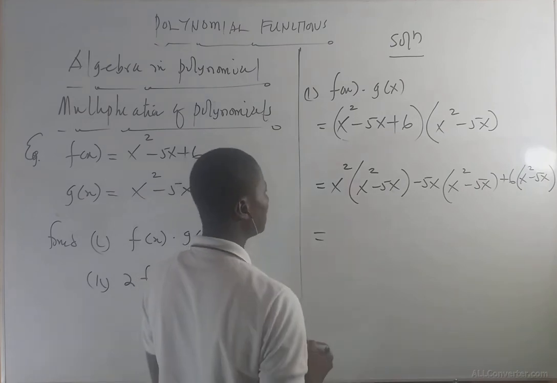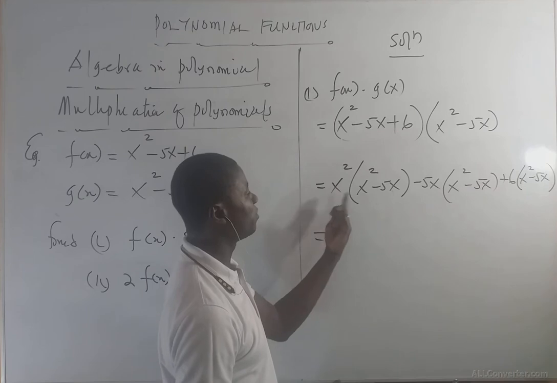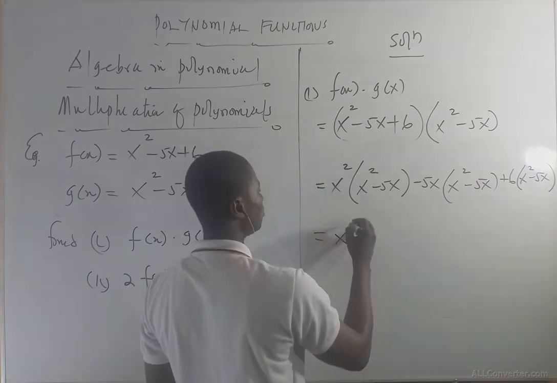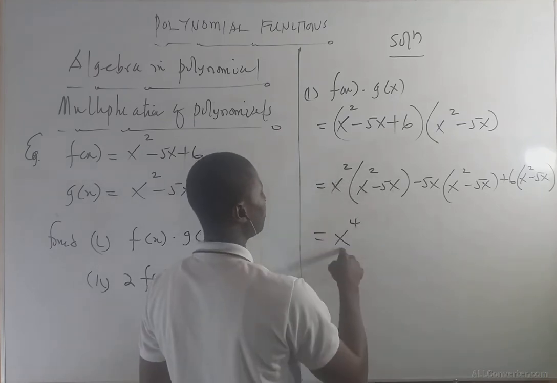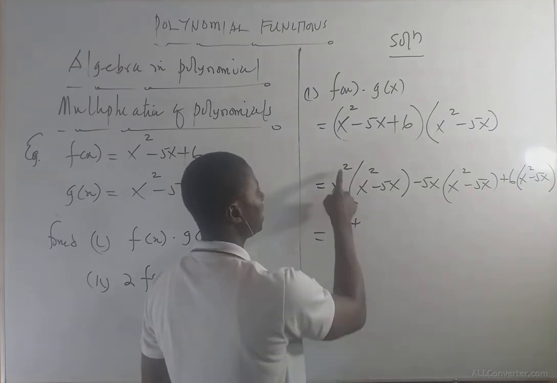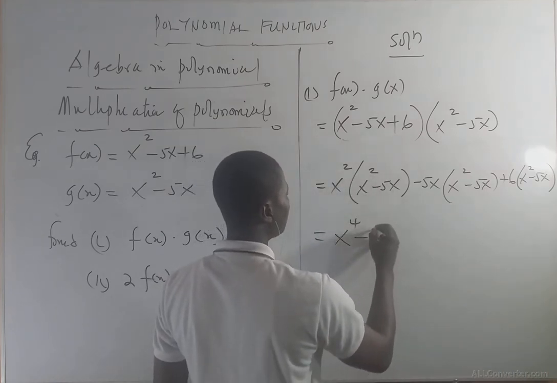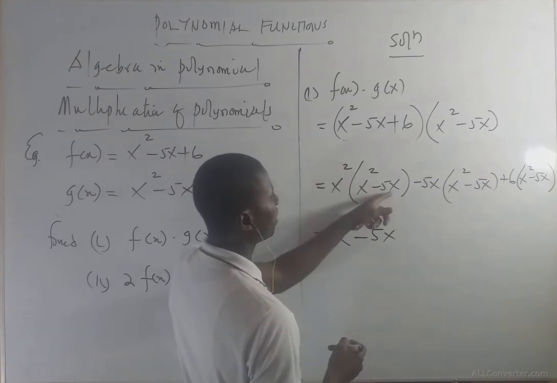So in simplifying, take note, now you understand what we said in this. When you have variables of the same base multiplying, you keep one constant and add the exponents together. So 2 plus 2 will give us 4. That is x squared times x squared. When you keep one of the x constant, then you add the exponents together. So 2 plus 2 is 4. Then you have minus 5, then x. Don't forget that you have x squared here, then you have another x here.